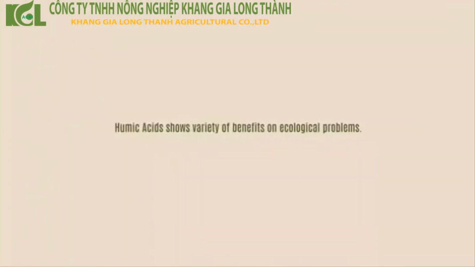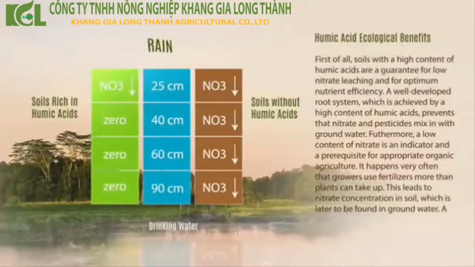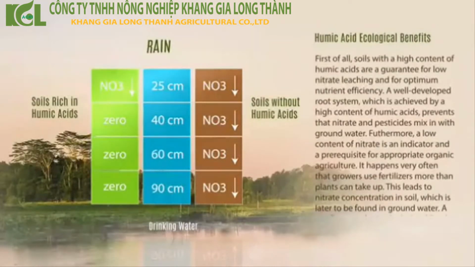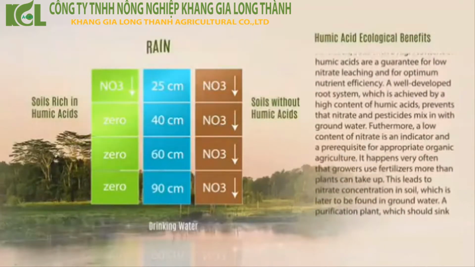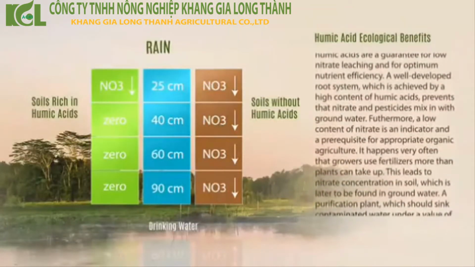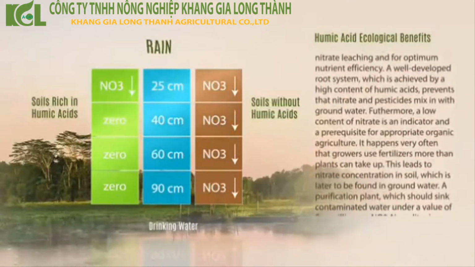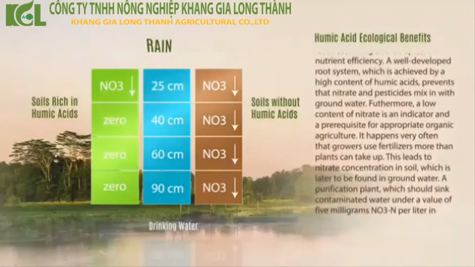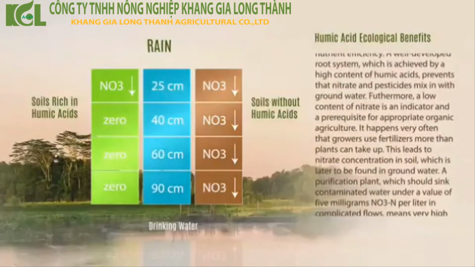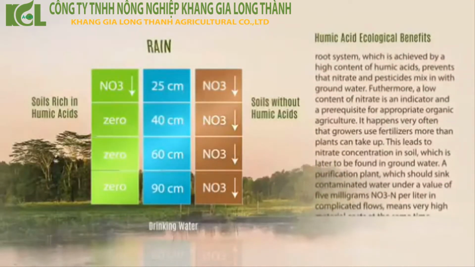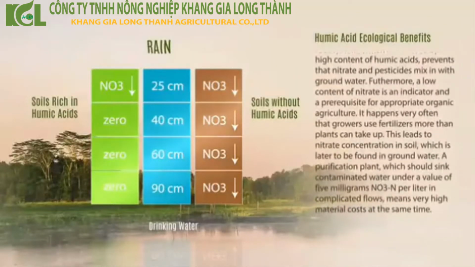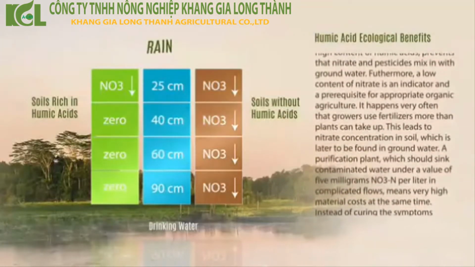The ecological benefits of humic acids are diverse and present profitable and effective solutions for environmental problems and the preservation of the environment. First of all, soils with a high content of humic acids are a guarantee for low nitrate leaching and for optimum nutrient efficiency. A well-developed root system, which is achieved by a high content of humic acids, prevents nitrate and pesticides from mixing in with groundwater. Furthermore, a low content of nitrate is an indicator and a prerequisite for appropriate organic agriculture.